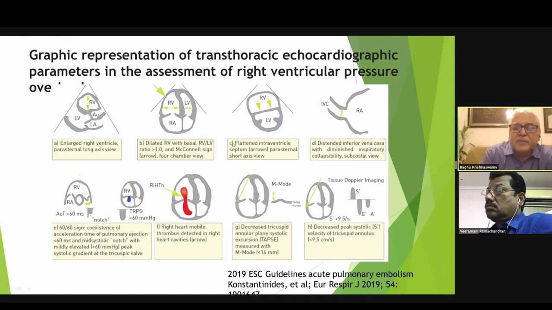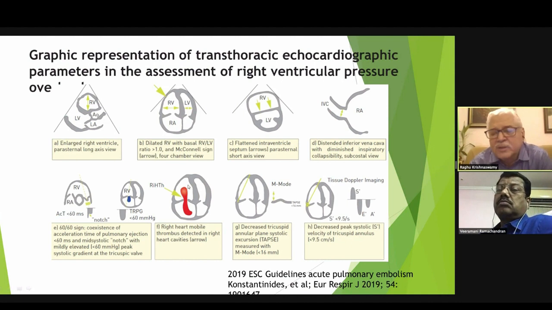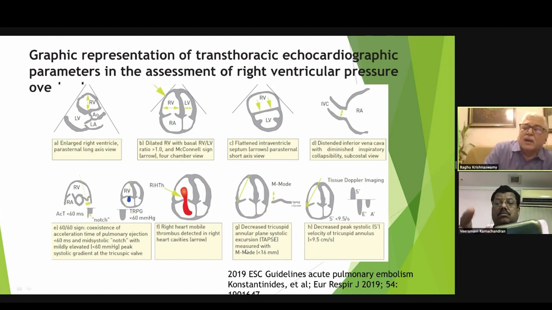This is a schematic diagram from the ESC guidelines, lovely schematic diagrams. Anyone who's dealing with emergency medicine or cardiology should have the ESC guidelines downloaded, which is a very composite treatise on the subject. This shows one of the signs is the enlarged right ventricle. Another one is the dilated RV and the RV to LV ratio, which is more than 1. And you can see the McConnell sign. Here you see the septal flattening and the distended inferior vena cava, which only goes in favor of the RV dysfunction. This is the 60-60 sign that I mentioned.